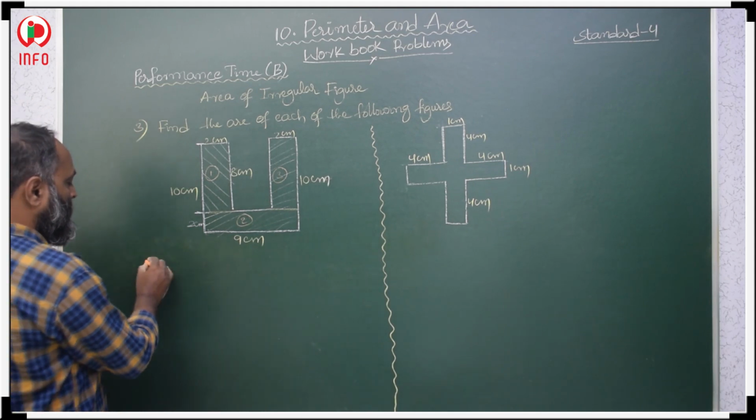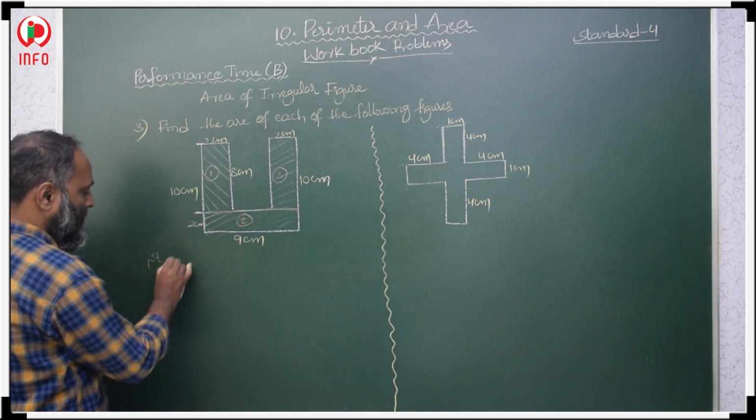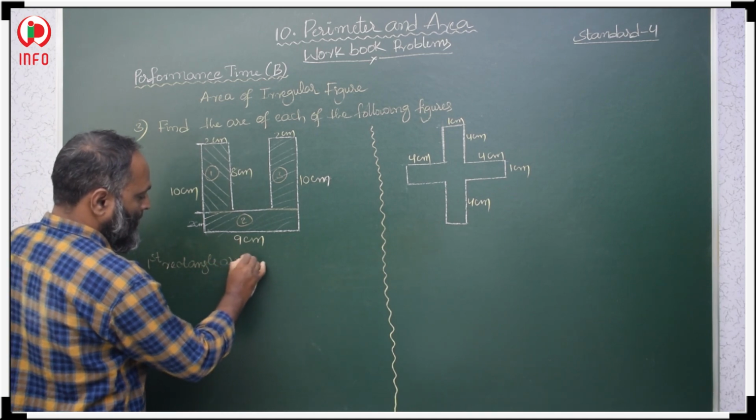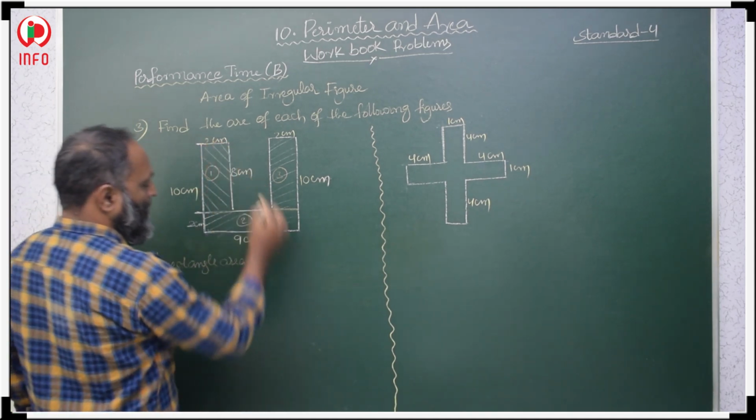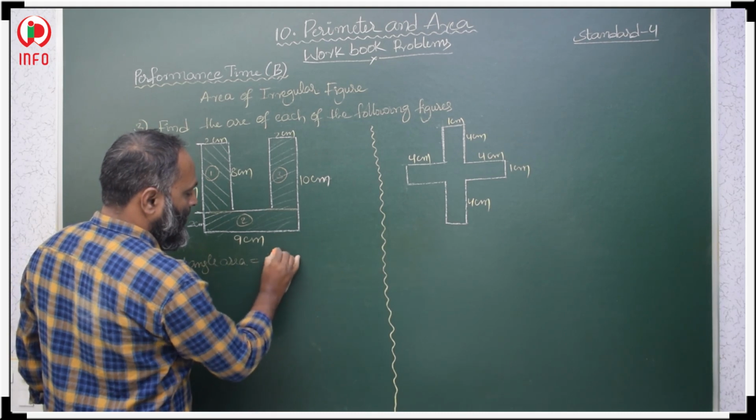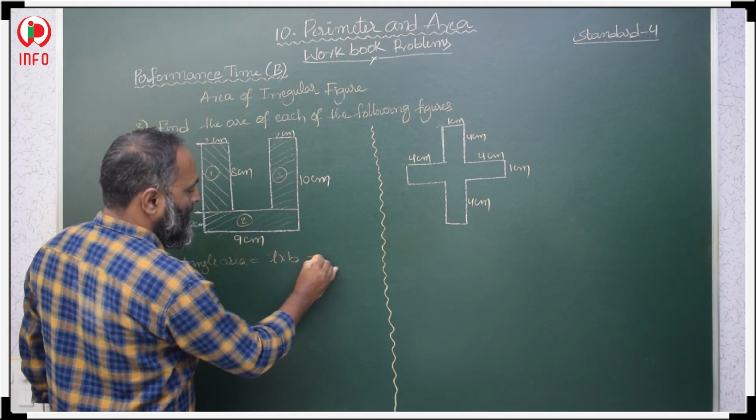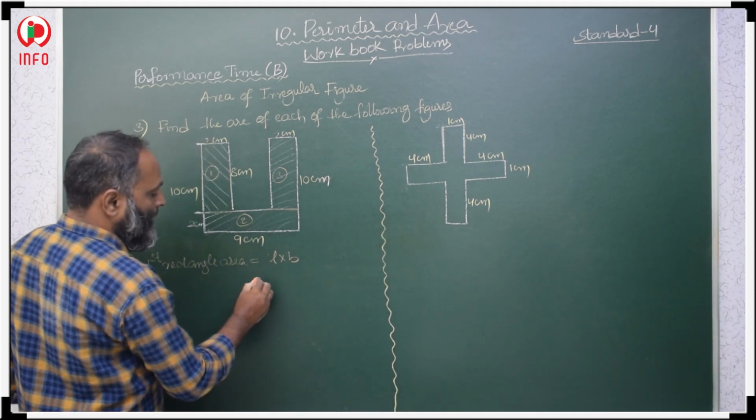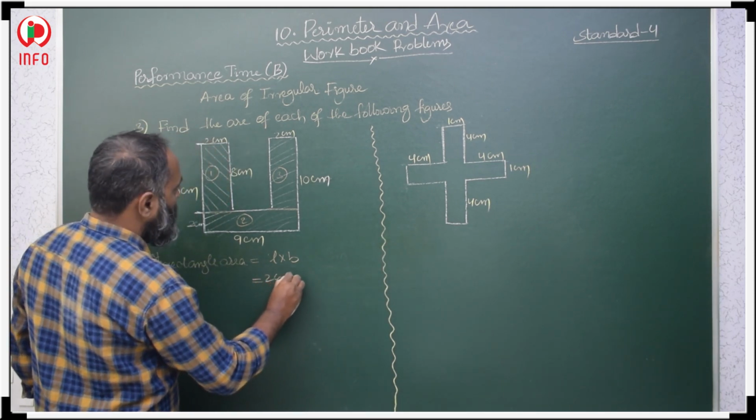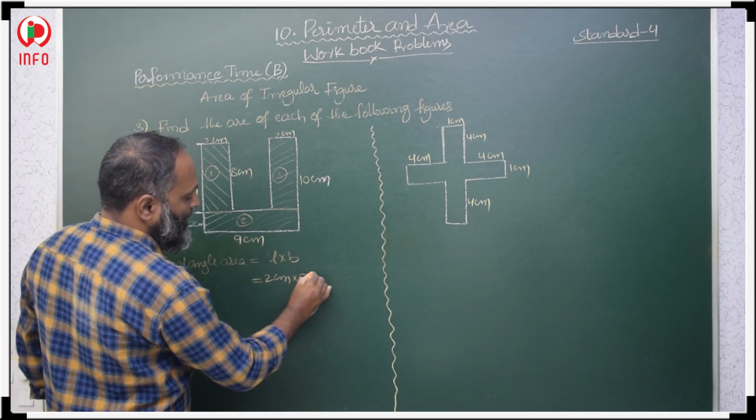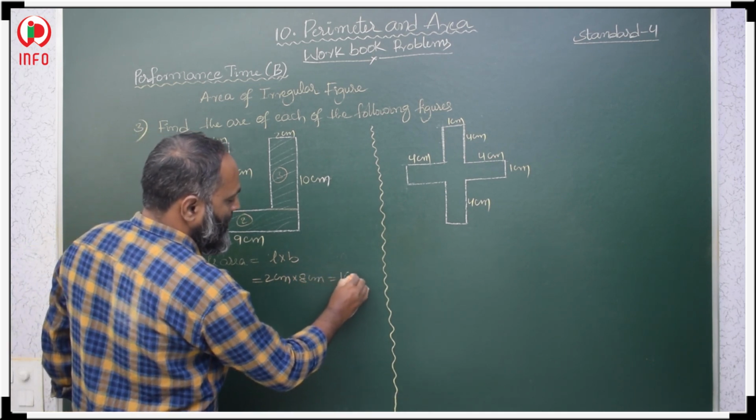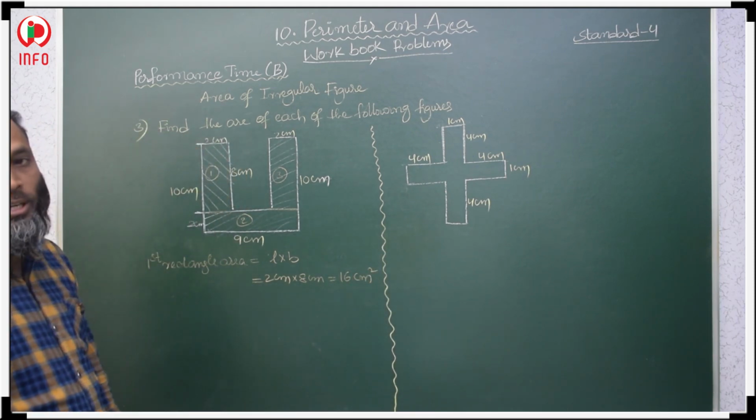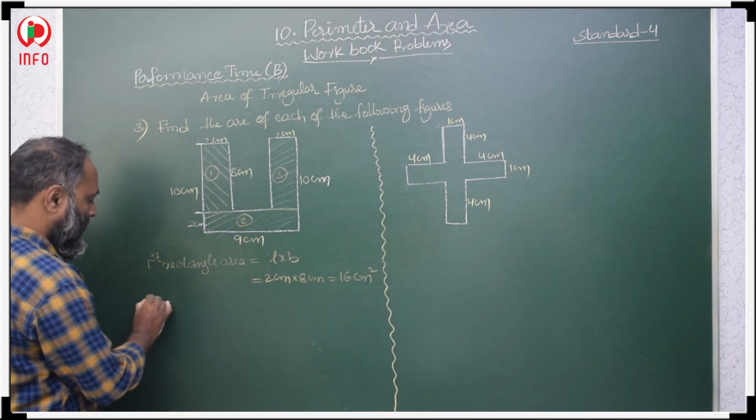First rectangle area is equal to length into breadth. What is the length here? 2 centimeters. Length is 2 centimeters, breadth is 8 centimeters. 2 8s are 16 square centimeters. That is the first rectangle area. Then the second rectangle area.